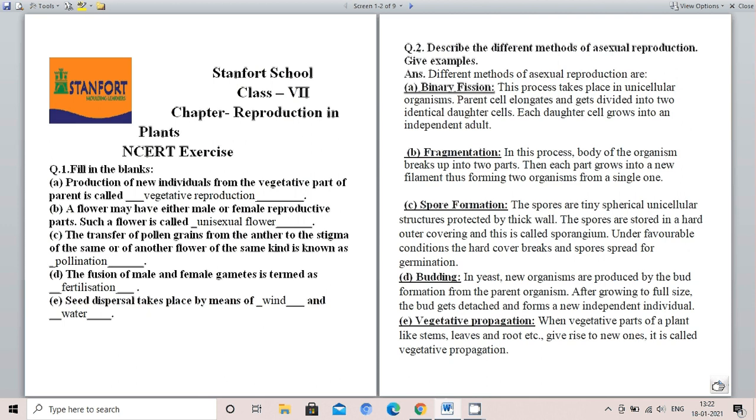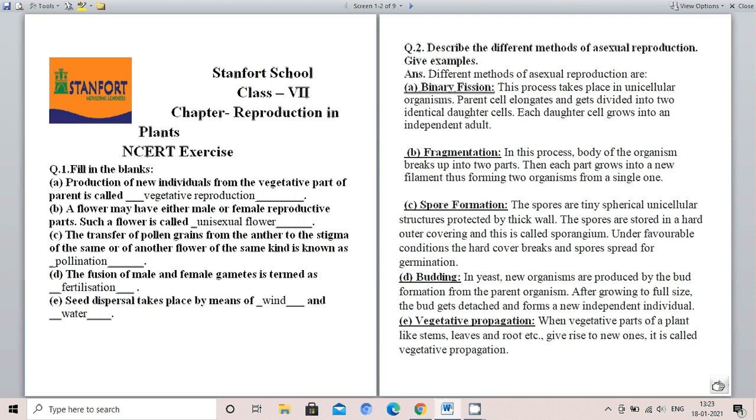Now it's time to do the second question. Describe different methods of asexual reproduction. Give examples. कौन से methods हैं asexual reproduction के? The first one is binary fission. As you all know that in binary fission, a single organism divides into two daughter cells, and they are totally identical to each other. It is known as binary fission.